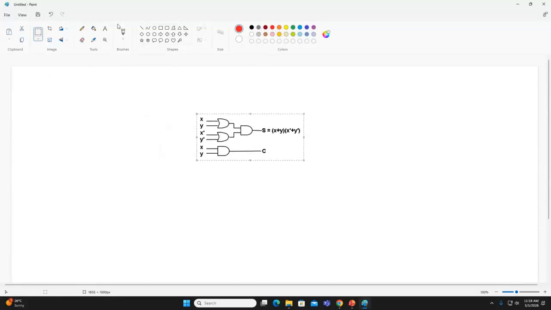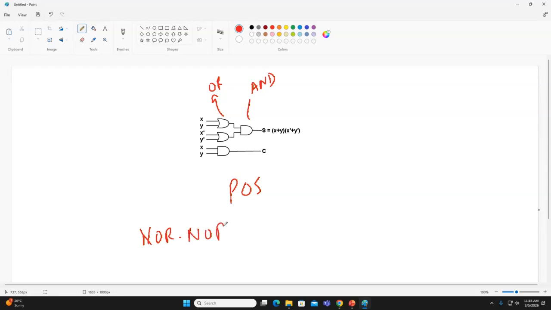Can you all help me, SOP or POS? POS. So now this is my POS implementation, and in this POS implementation, the first level is the OR gate and the second level is the AND gate. If we want to convert this into a NOR implementation, what should we do? We put a bubble here, here, here, and here. Then this will be the NOR implementation.